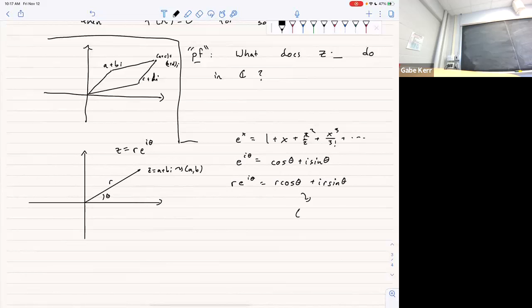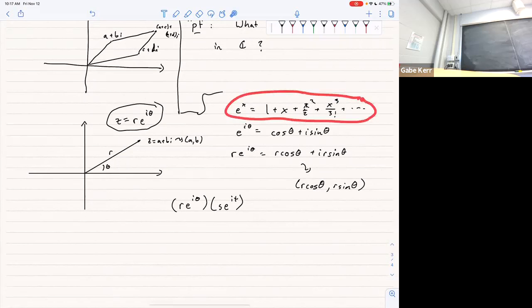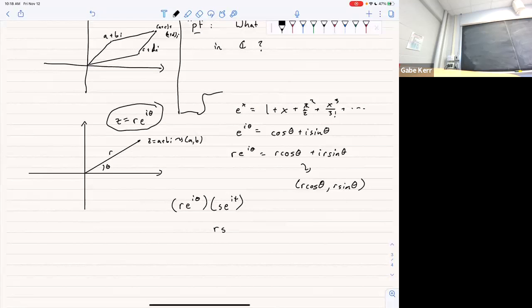You guys seen this before? r cosine theta, it's like polar coordinates. So what I'm saying is you can represent complex numbers in polar coordinates this way, analytically. And then when you multiply, there's a beautiful homomorphism. r e to the i theta times some other guy, s e to the i psi. All your exponential rules apply from just basic analysis of this sequence, and commutativity. So you get rs, that's e to the i theta plus psi.